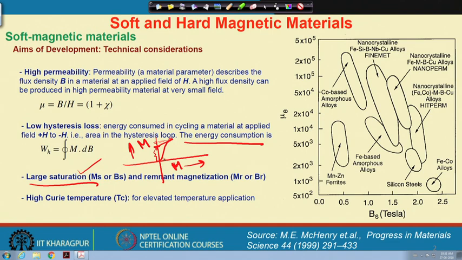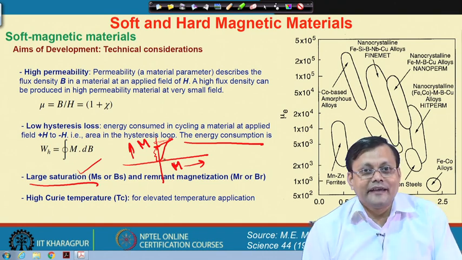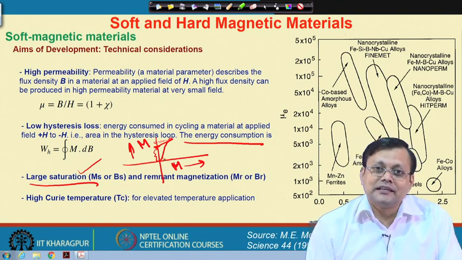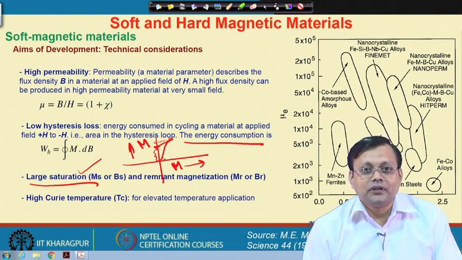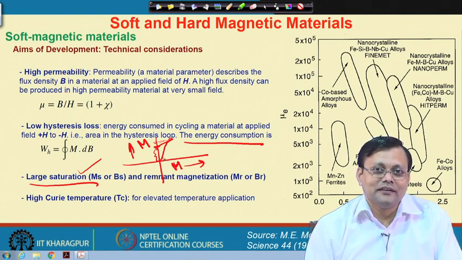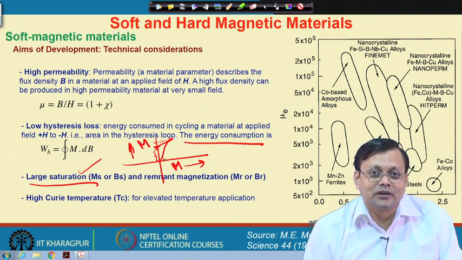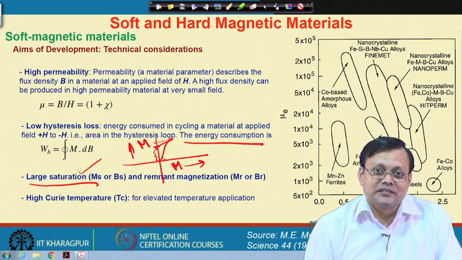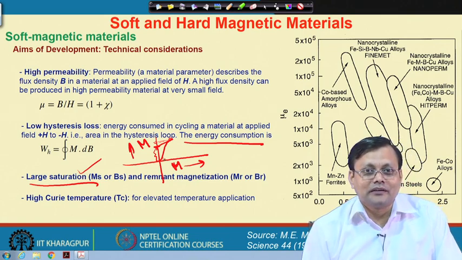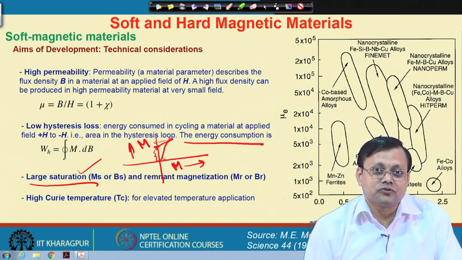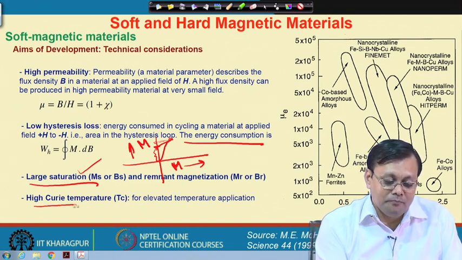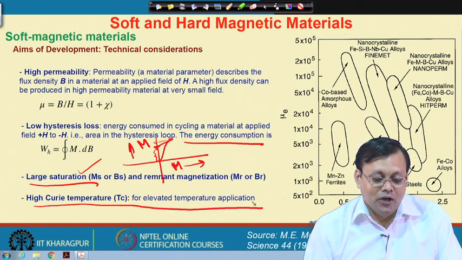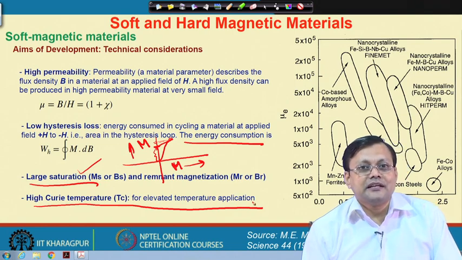Also, if we have to apply the material at higher temperature, during application in a transformer core the temperature goes higher, right. That is why we need coolant in a transformer. In that case the Tc, the Curie temperature of the transition from ferromagnetic to paramagnetic, should be as high as possible, and that is one of the very important aspects of a magnet. For elevated temperature application, the Tc should be higher and higher.